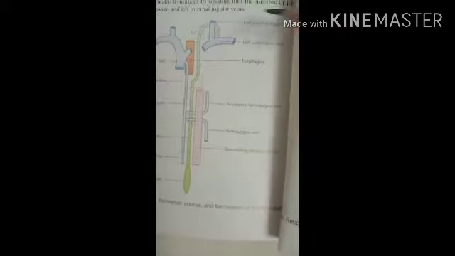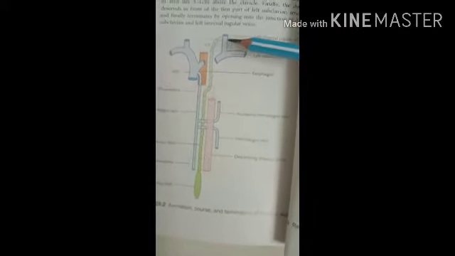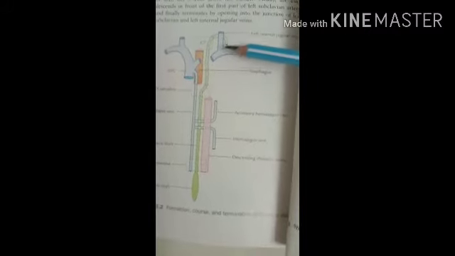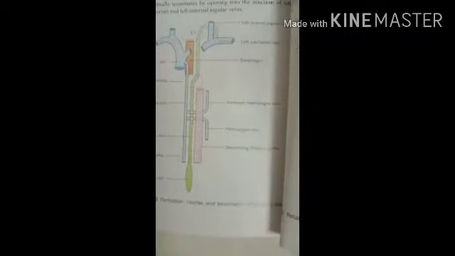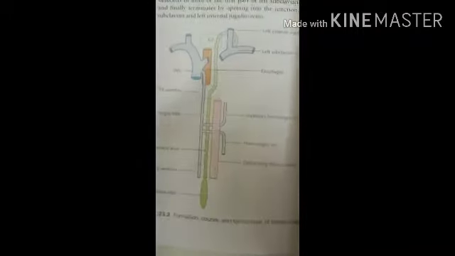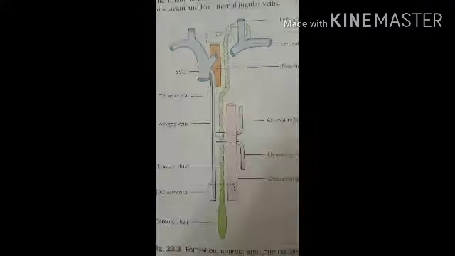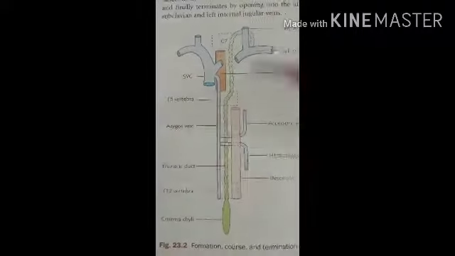So here is the junction where the subclavian vein and the internal jugular vein join. At this junction, the thoracic duct ends. Then we have to see the relations of the thoracic duct. So let's see the relations of the thoracic duct.